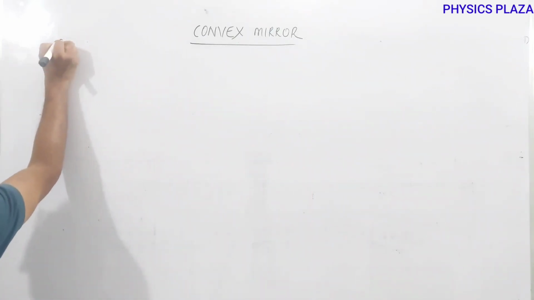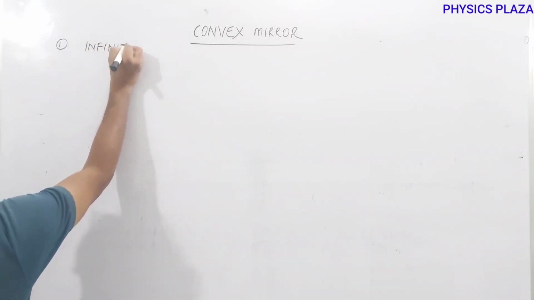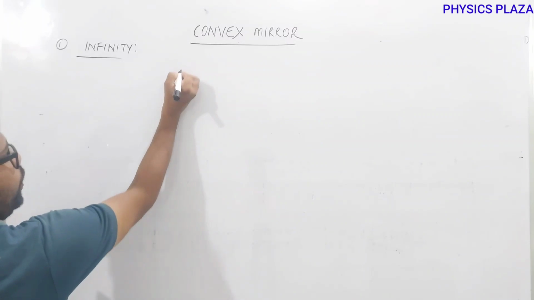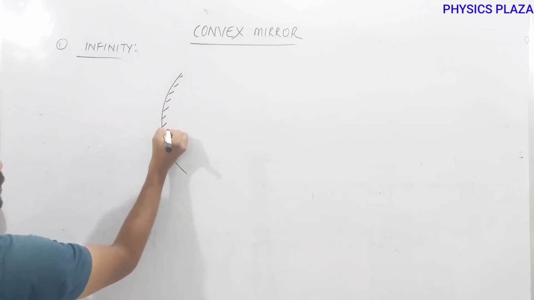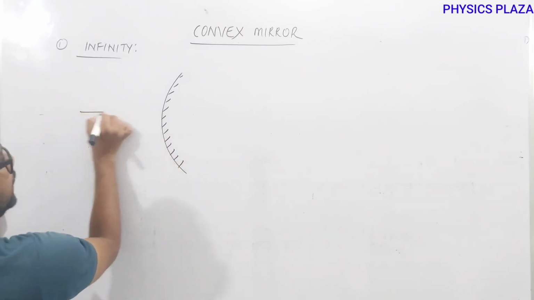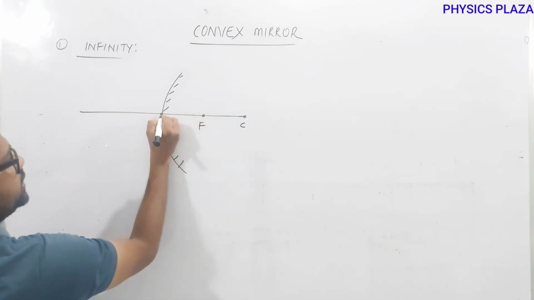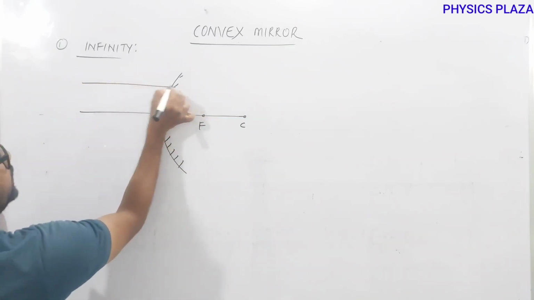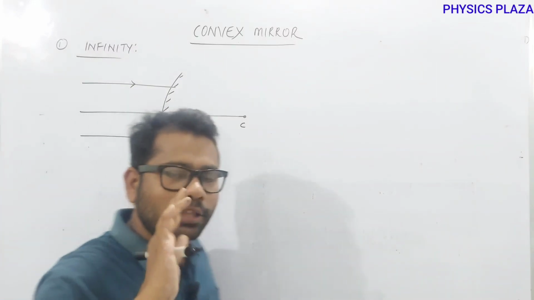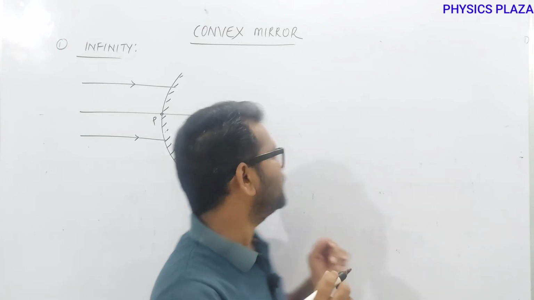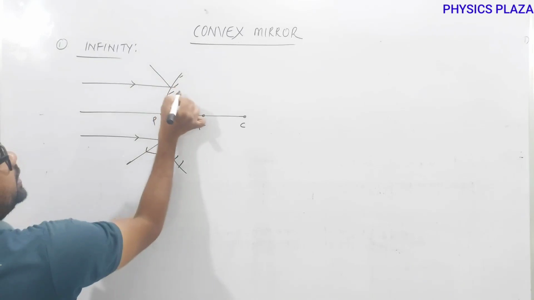The first case, children: the object is placed at infinity. Now we will see when the object is placed at infinity. Whenever the object is placed at infinity, the very important thing is that we get a parallel beam of light rays. Here two light rays are coming parallel to each other. If any light ray is coming parallel to the principal axis of a convex mirror, after reflection it gets diverged. Here also it gets diverged.